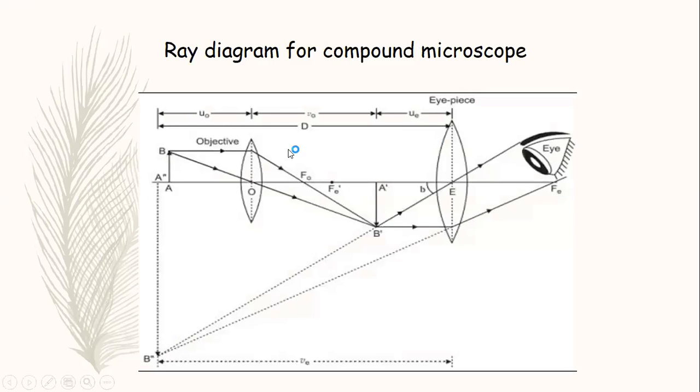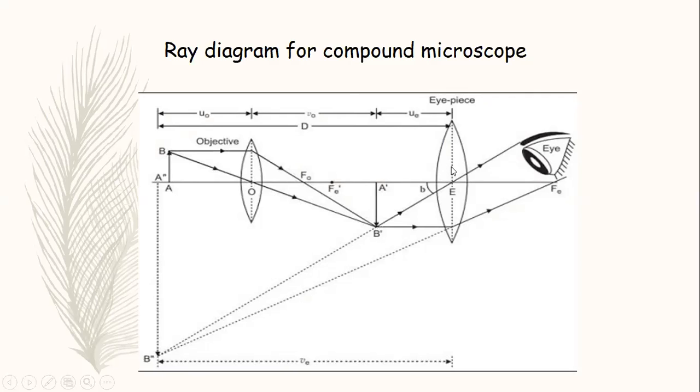Okay, now the ray diagram of the compound microscope. We have seen the working previously, and you can see the object is over here. The ray parallel to the principal axis after refraction passes through the focus. The ray that is passing through the focus passes unrefracted. These two meet over here, and a real, inverted, and enlarged image is formed over here.